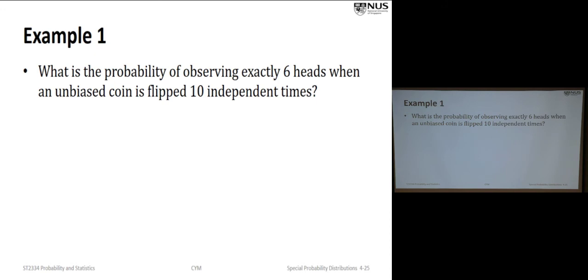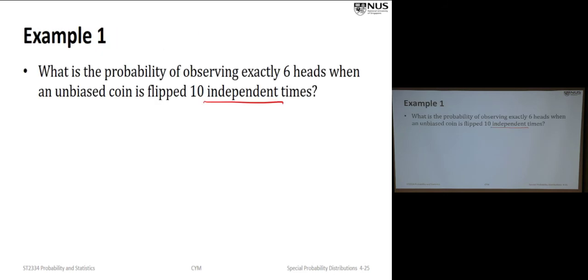Okay, here's the example. What is the probability of observing exactly 6 heads when an unbiased coin is flipped 10 independent times? It seems redundant, but maybe there's some very skillful player who can throw the coin and get a head every time. Then it's a different story. So for normal people like us, we cannot. The coin is either head or tail, so the outcomes are independent.